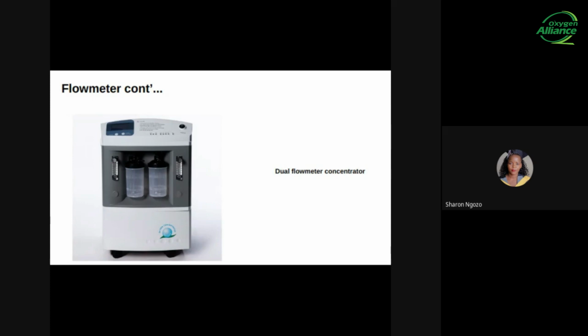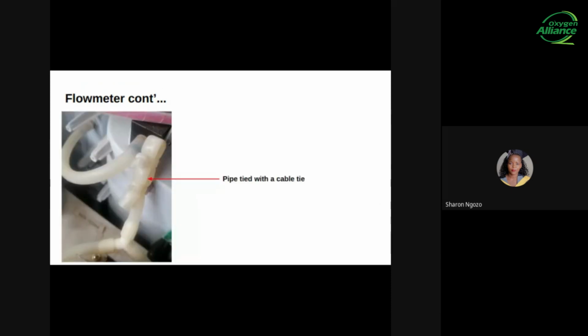If the concentrator is in urgent need and it will take days to purchase another flow meter, then the maintenance team has to open the concentrator up and close the pipe that supplies oxygen to the damaged flow meter. So this can be done using a cable tie.